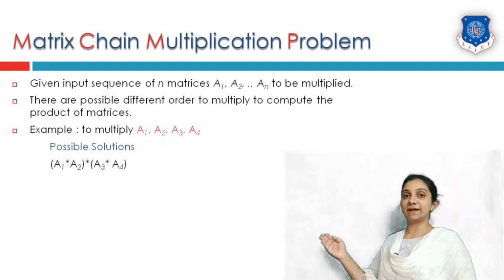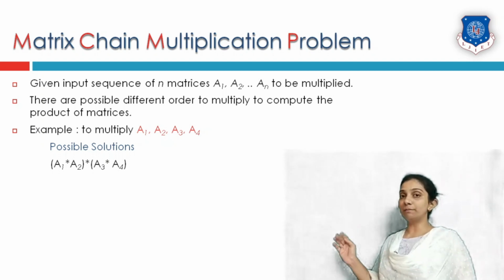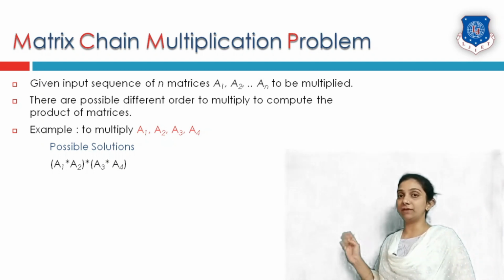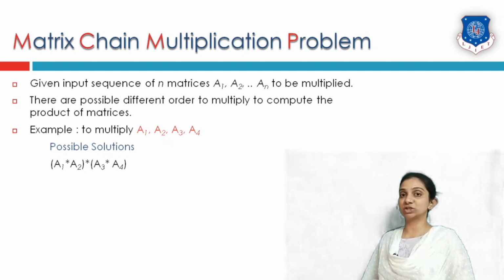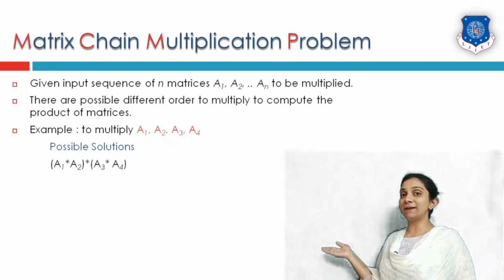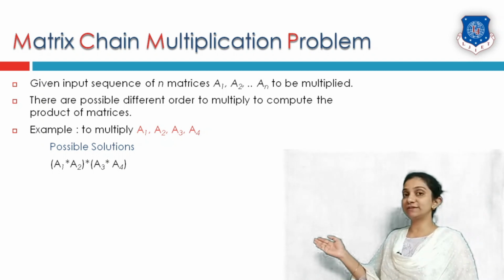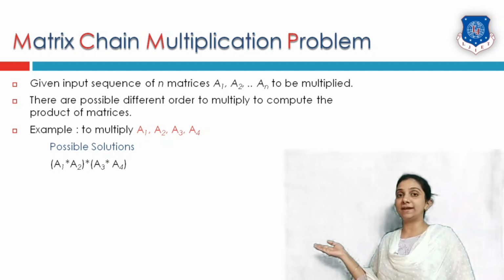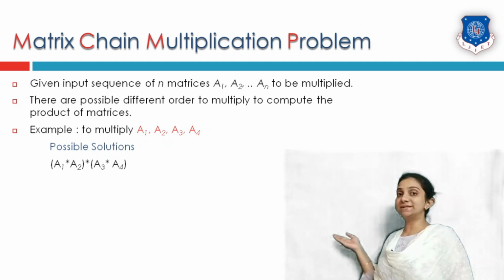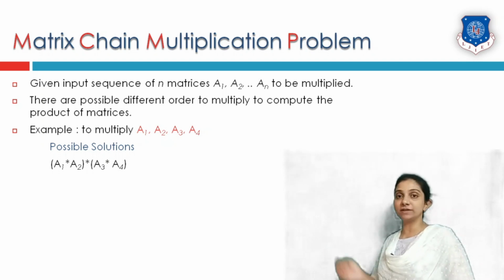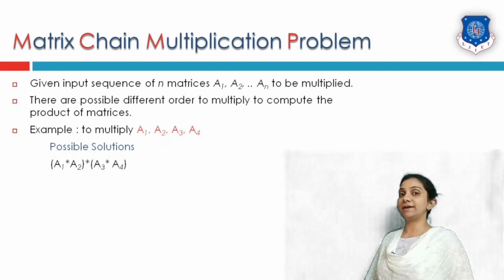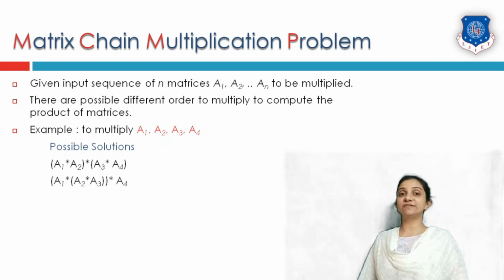First I can multiply A1 and A2 and compute my partial result. Followed by that, I can multiply A3 with A4 and compute another partial result. And I will multiply them in the same order of their precedence. That means the partial result of multiplication of A1 and A2 will be multiplied with the partial result of A3 with A4. So this is one order in which we can multiply 4 matrices. But that is not the only method of multiplication.